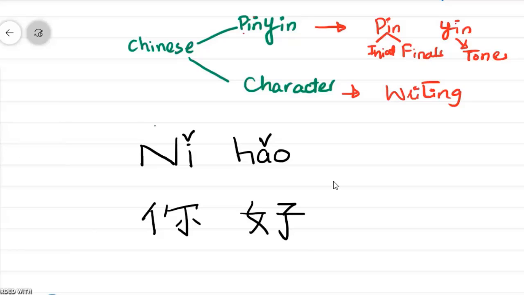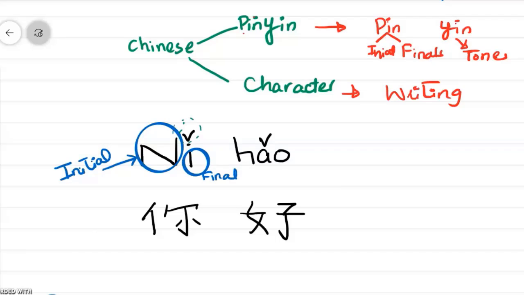Now see, here N is the initial, and I is the final, and this sign is the tone, which makes one syllable, ni. Ni hao means hello in Chinese. Now look at the characters for this word. It is quite complicated. We have symbols for these words. So China introduced the pinyin system to make Chinese more practical in the world. So we have to master Chinese pinyin first.